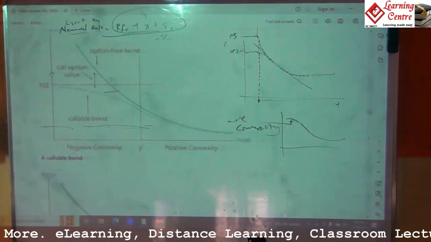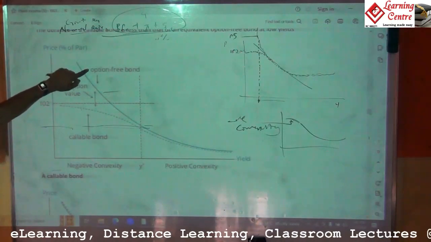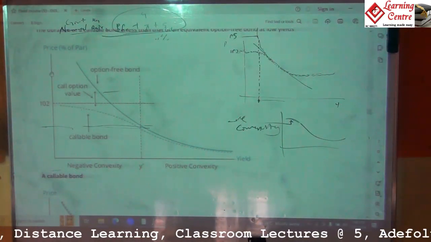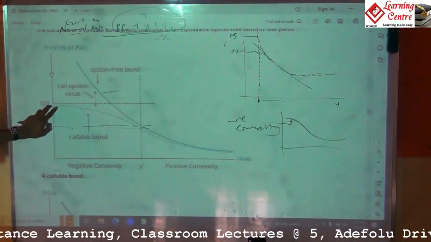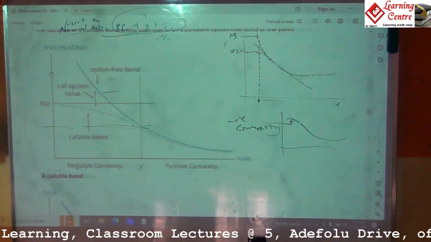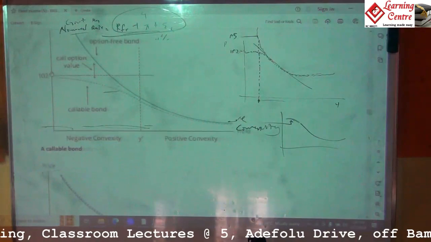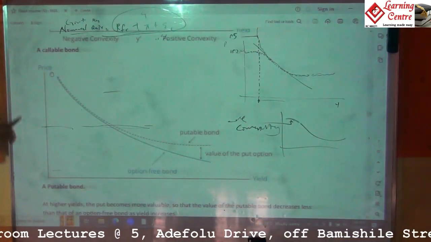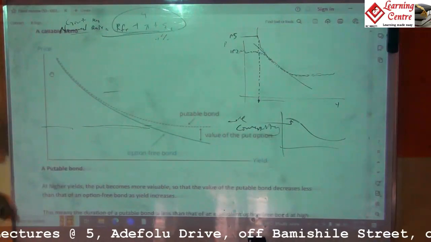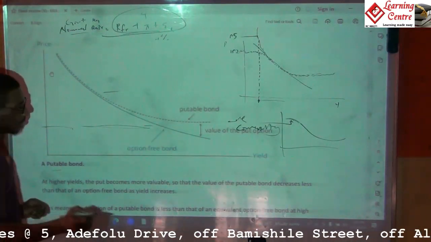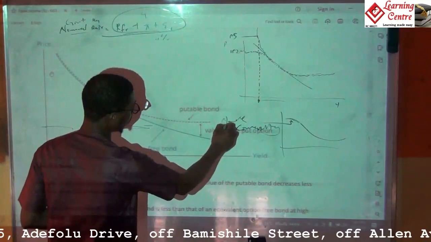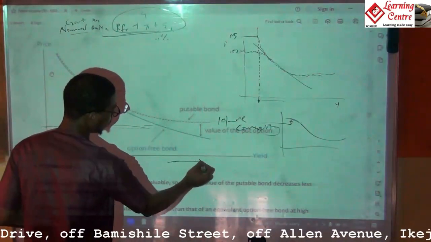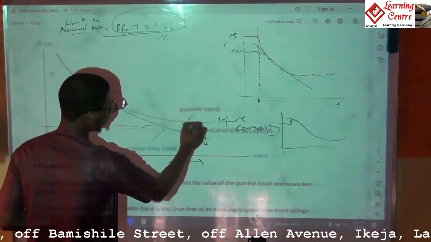So we can see the diagram here. This is an option-free bond. Then we have the price approach this. Look at this callable bond also. Because everybody knows that the issuer can call the bond at, let's say, 101. So anything that makes the bond price go above 101 will be arrested at this point.